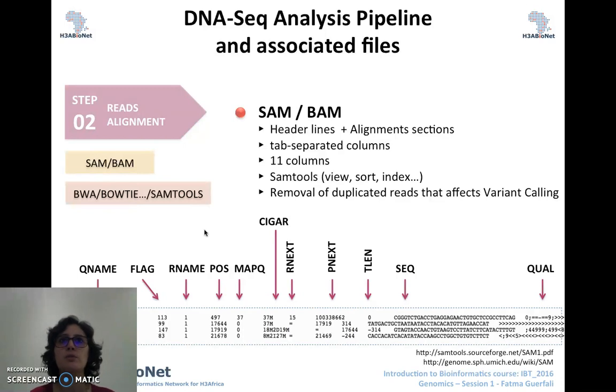Then you also have RNEXT and PNEXT, which are the name and the position of the next read, or the mate pair. Then the TLEN, which is the observed length, then the sequence of the read itself, and the quality as it appeared in the FASTQ file.